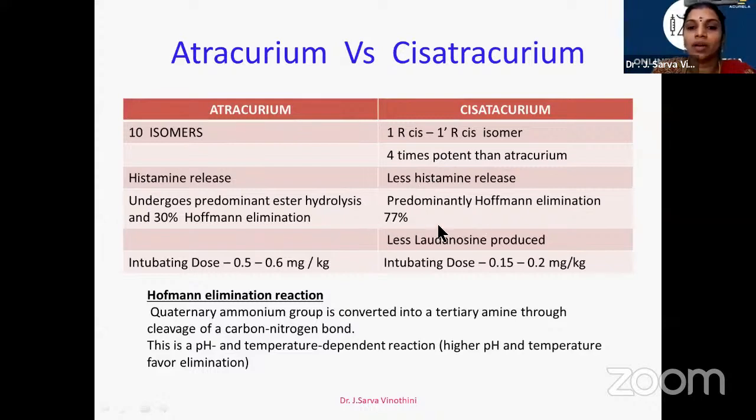Cis-atracurium is predominantly eliminated by Hofmann elimination, about 77%, while atracurium predominantly undergoes elimination by ester hydrolysis, and less than 30% undergoes Hofmann elimination. Less laudanosine is produced, and the intubating dose of atracurium is 0.5 to 0.6 milligram per kg, whereas the intubating dose for cis-atracurium is 0.15 to 0.2 milligram per kg. Hofmann elimination is a pH and temperature dependent reaction, wherein higher pH and higher temperature favor elimination. In Hofmann elimination, the quaternary ammonium group is converted to a tertiary ammonium group.